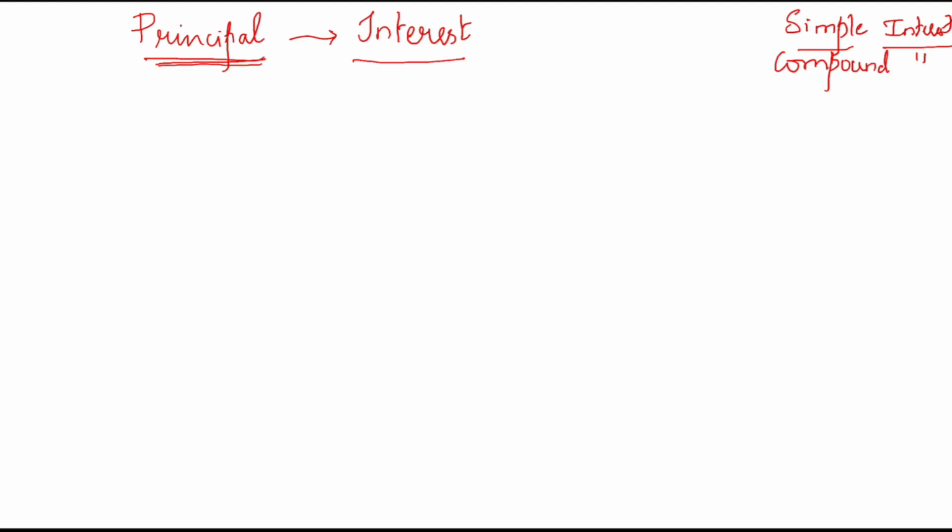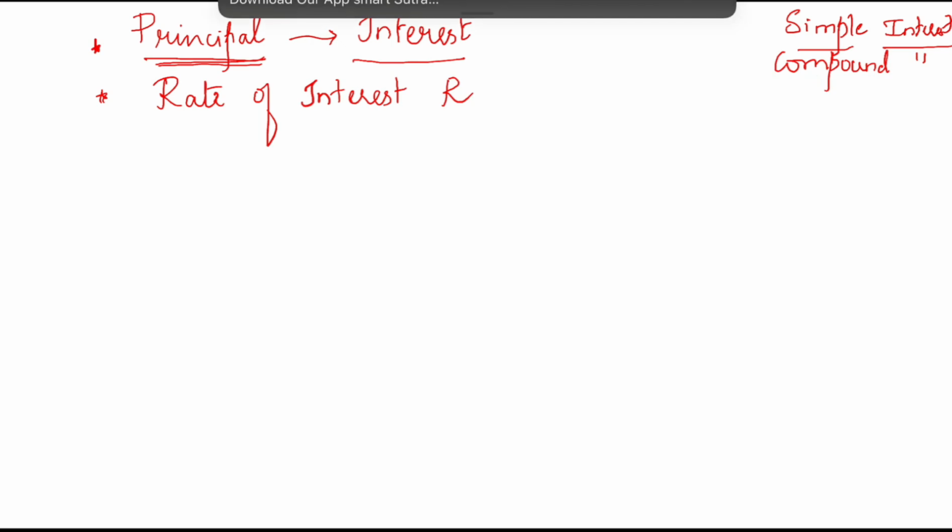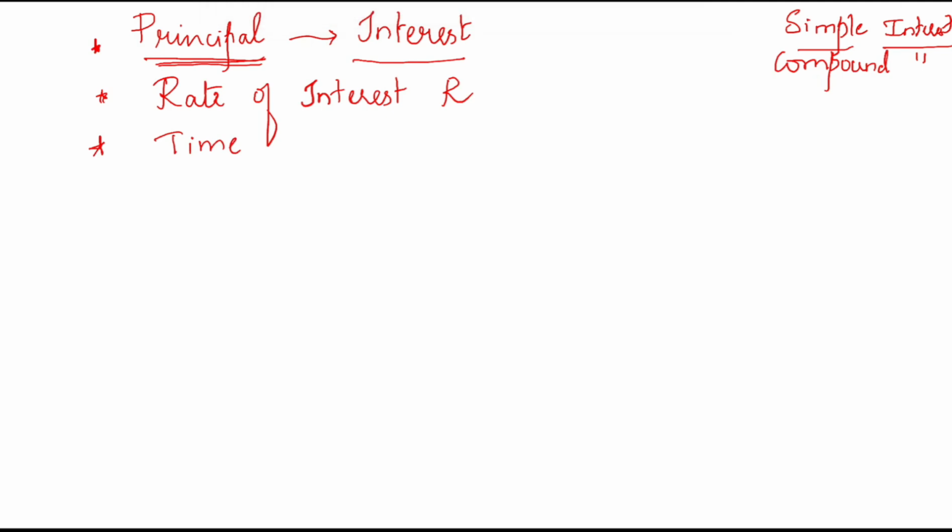Okay, so what are the important terms in the simple interest? The principal amount. Okay, and then the rate of interest means for how much percent the interest is calculated. Okay, the rate of interest, that is R. Okay, and time, that is for how much time the interest is calculated, for how much time the principal is kept in the bank or a loan is taken from the bank. Okay, the time period.